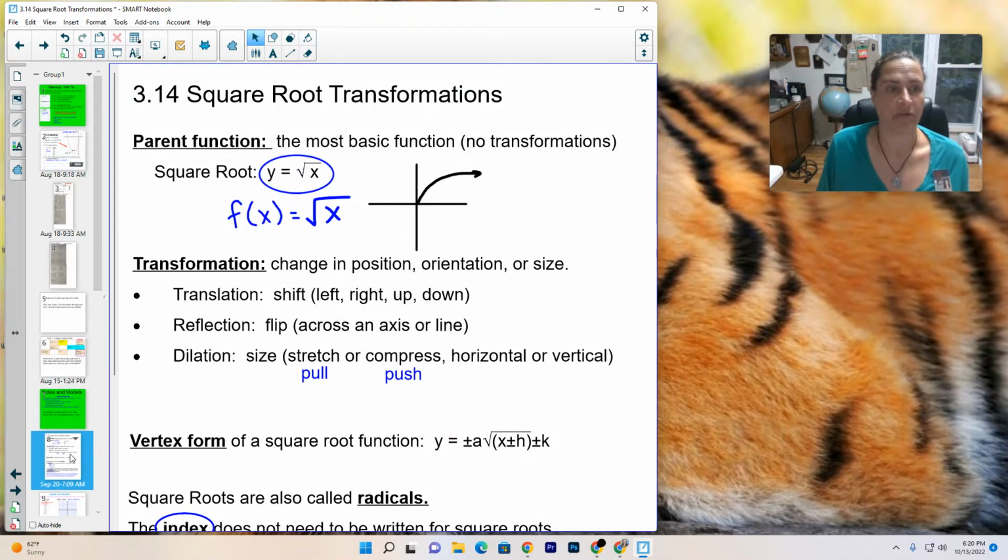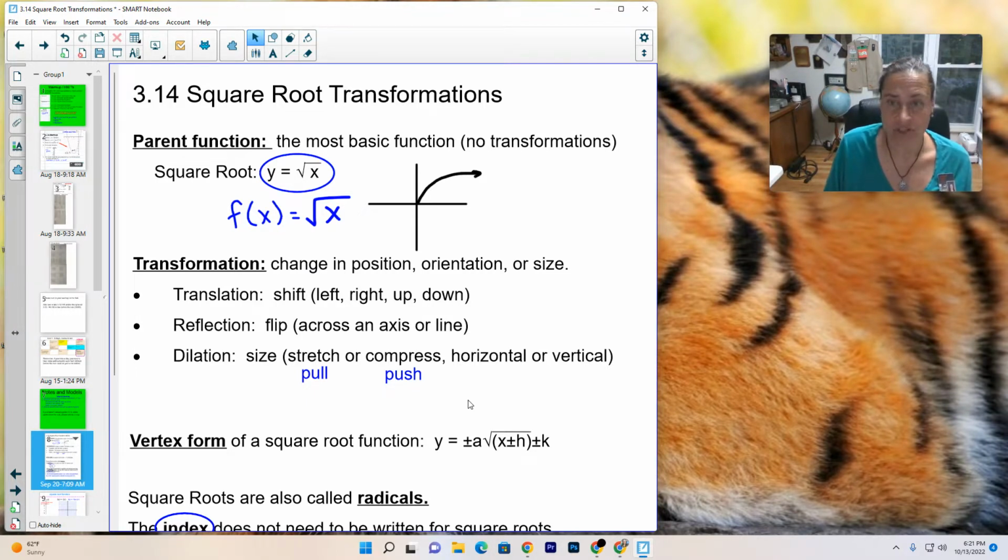A lot of the same information, so I'm not going to go through much of this. The parent function is the most basic function. This time we're doing a square root function, so please add that into your notes. If I go too fast, please hit pause. I would also suggest maybe a little sketch next to it. Remember that y and f of x are the same thing. We'll do a couple of f of x's here and there, but I don't ever want you to get confused about what f of x means.